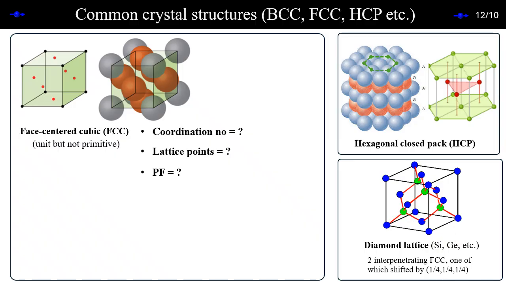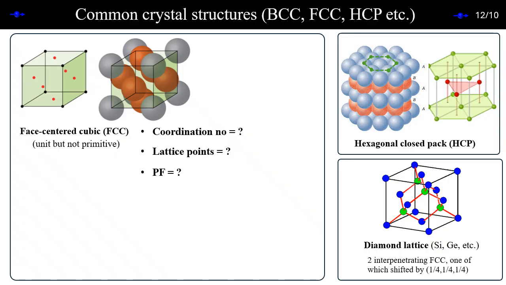So this is very important. If you have this type of lattice, you need to figure out again the packing density, coordination number, lattice points, and so on. These are homework problems. I think that was the discussion in the previous class. Any questions?